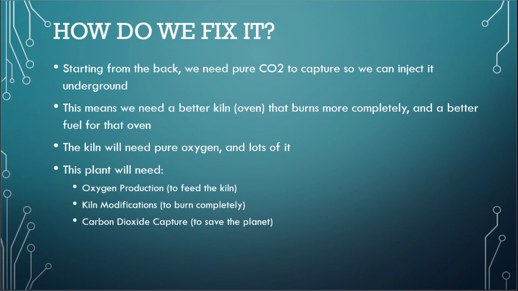Our fix starts from the end goal. If we want to store CO2 underground, we need a CO2 stream that's concentrated and clean enough to compress and transport. That's why we change how the kiln runs. Instead of burning fuel in normal air, we use high purity oxygen, which avoids mixing the exhaust with a bunch of nitrogen from air. The result is a flue gas that's much richer in CO2, making capture way easier.